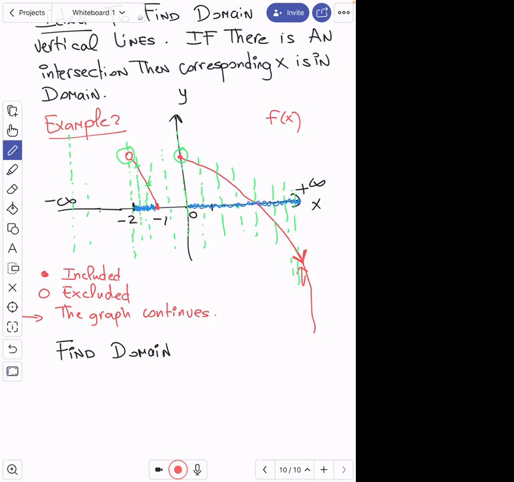All right. So the answer for the domain would be, as you can see, there are two different intervals, right? First interval, -2 to -1, and then the second interval from 0 to positive infinity. There are two different intervals. So first interval, -2, -1. That's my first interval. Now, do we include -2?